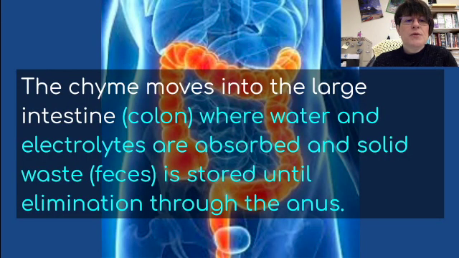The chyme then moves into the large intestine, the colon. That's another name for the large intestine, right here, where water and electrolytes are absorbed and solid waste, feces, is stored until elimination through the anus. So this is the anus down here.